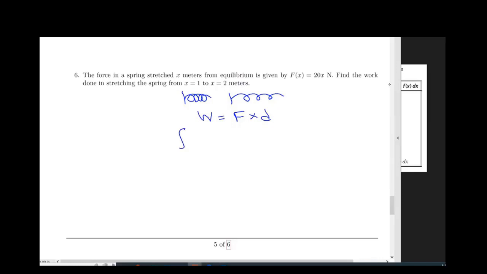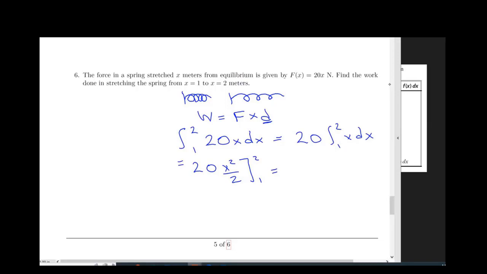So I'm going to integrate this from 1 to 2 of 20x, and my distance I'm going to write as dx. Dx means it's a really, really tiny piece. Once we set it up, this is pretty easy to do because it just becomes 20 times the integral from 1 to 2 of x dx, which is equal to 20. And the integral of x is x squared over 2. And I'm going to evaluate that between 1 and 2.